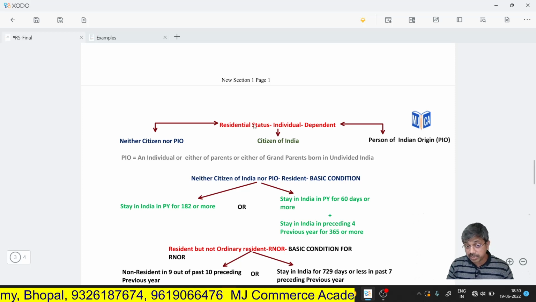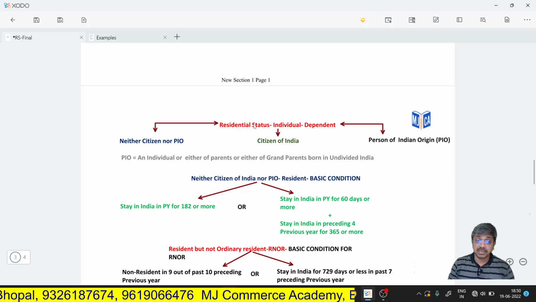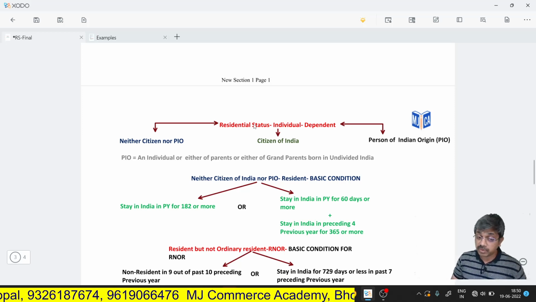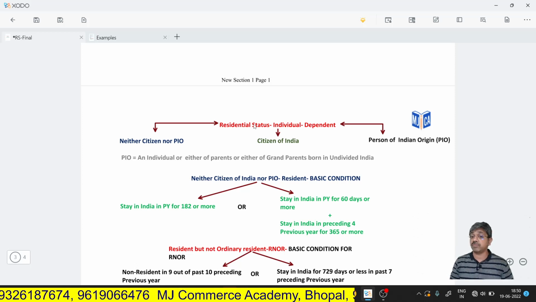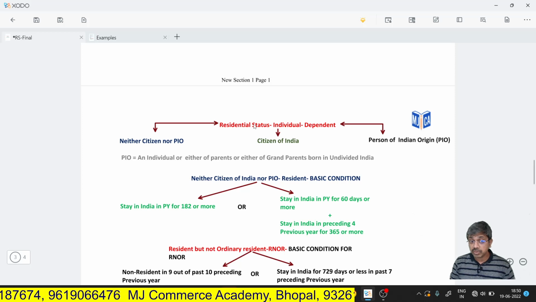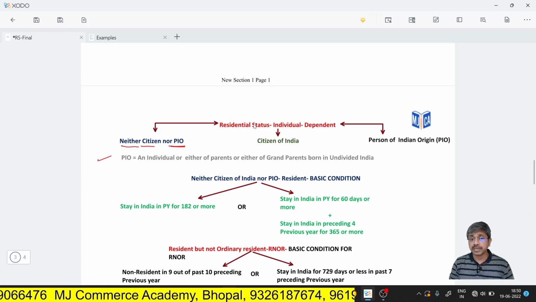This will definitely help us in developing the steps to determine the residential status. Otherwise, we will get confused, reason being there are many metrics and many variables involved in this concept. We need to divide individuals where he is neither a citizen nor a person of Indian origin, which in short form we say as PIO. This I will explain in a little bit.